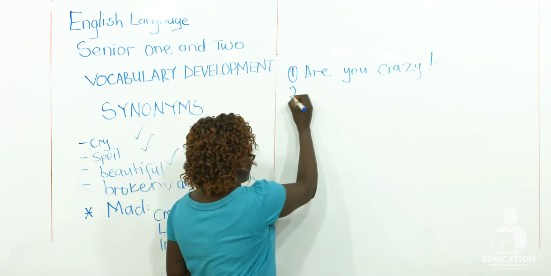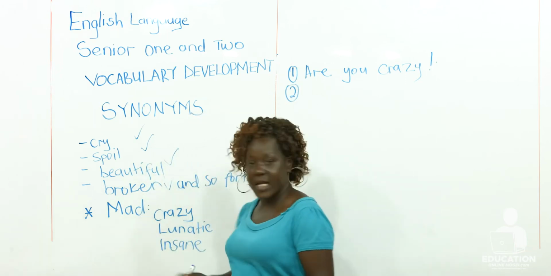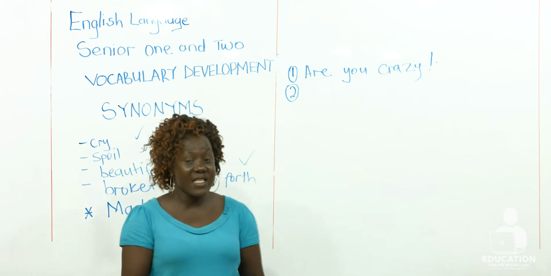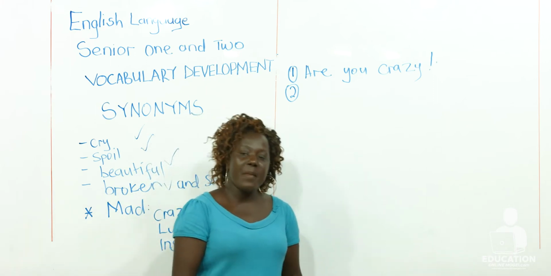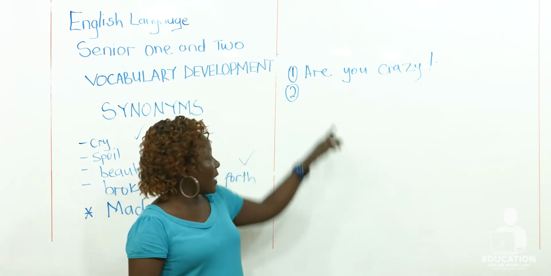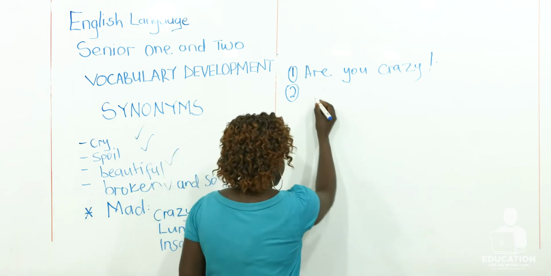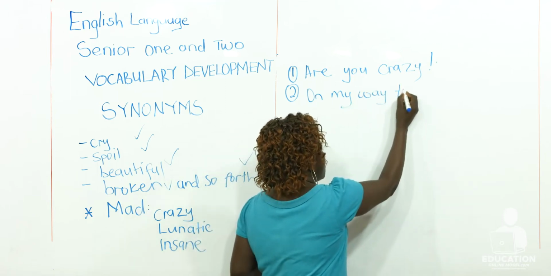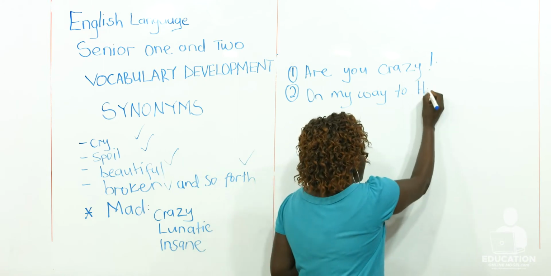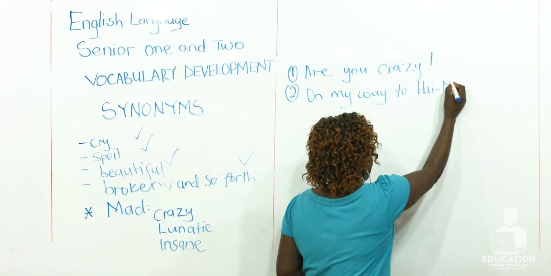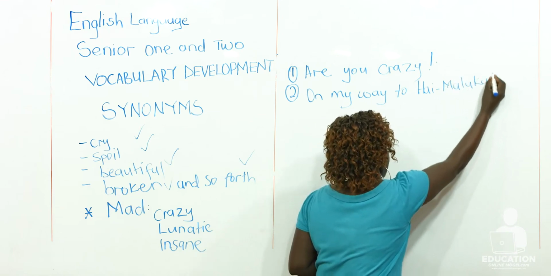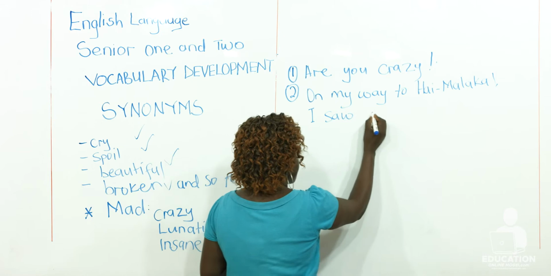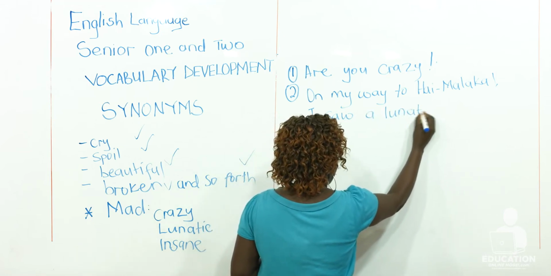Then let us look at word two. We construct a sentence using the word lunatic. You can say, as I was traveling to Amarat, or as I was going to Malakal, or on my way to Gudele 2, I saw a lunatic. So you can use it in this way. On my way to Malakal, I saw a lunatic.